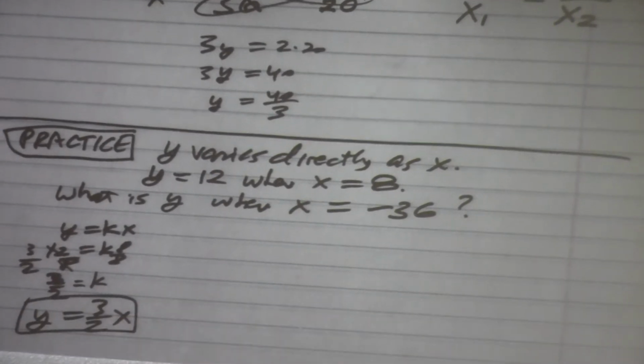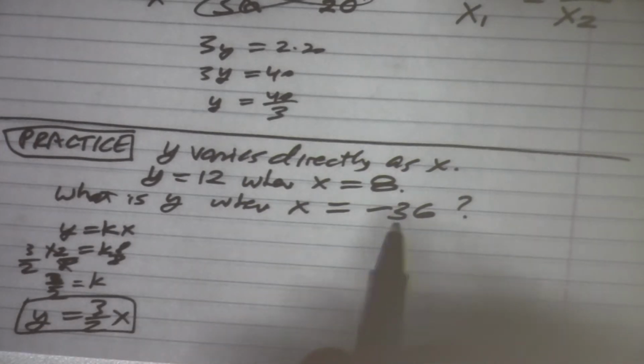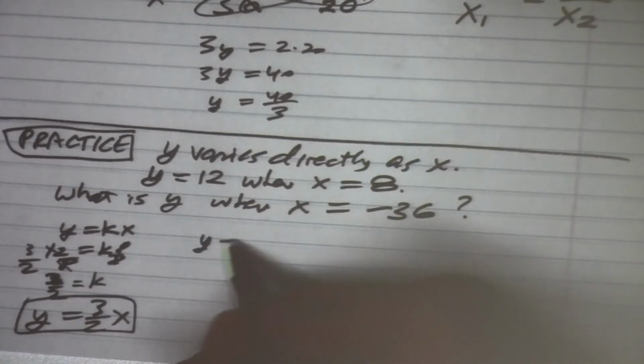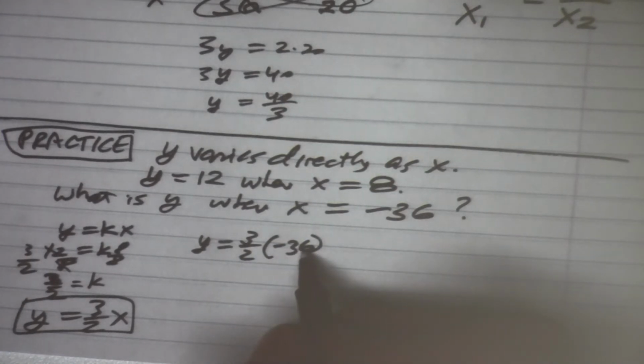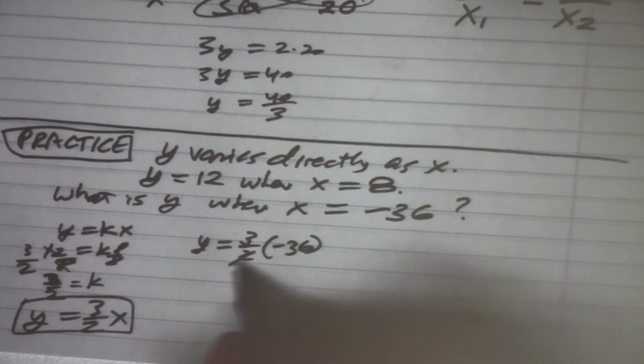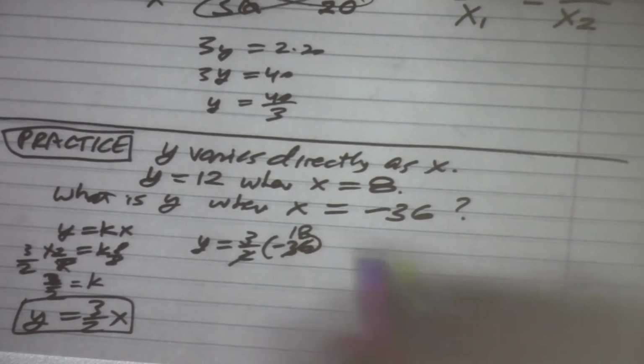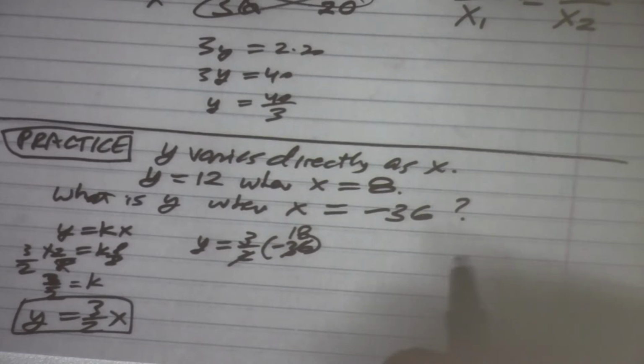Now there's a nice equation. I will now use the equation with that number. Y is equal to 3 over 2, and I'll put negative 36 in for x. 2 goes into 36 18 times. Okay. Am I right about that? 15, 16, 17, 18 times, yes.